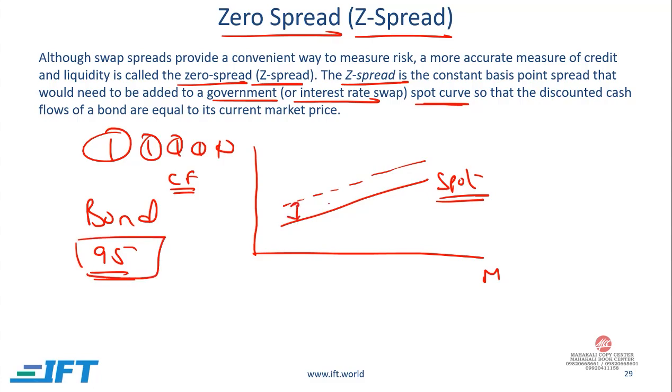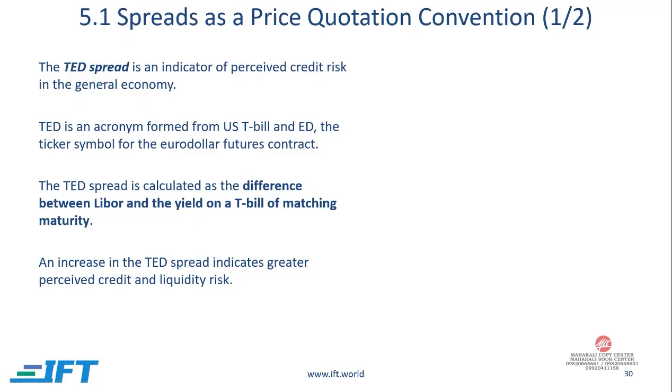So we have to come up with this zero volatility spread, which is a constant spread over the reference spot rates. And this is the Z spread. It measures the liquidity and credit risk. Sometimes we just say credit risk, but that includes both liquidity and default risk. And the point here is that this measure is a more accurate measure of credit and liquidity compared to just a regular swap spread.